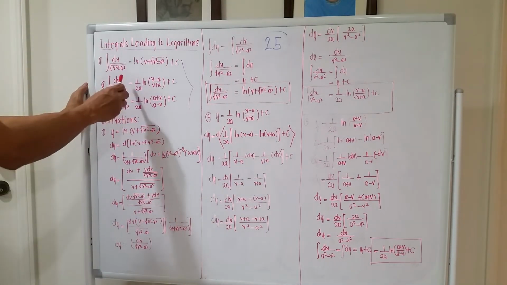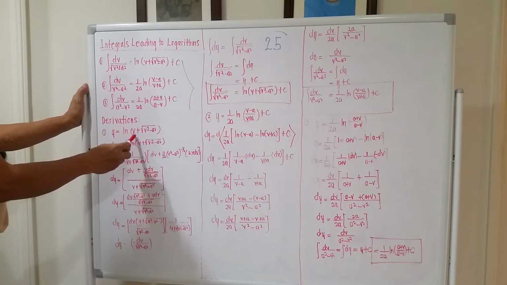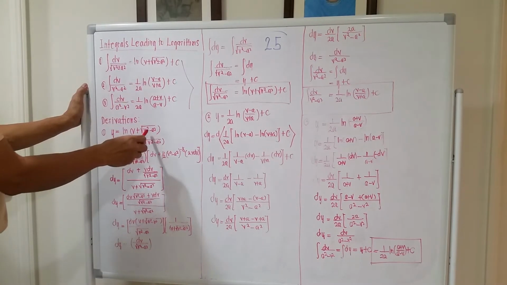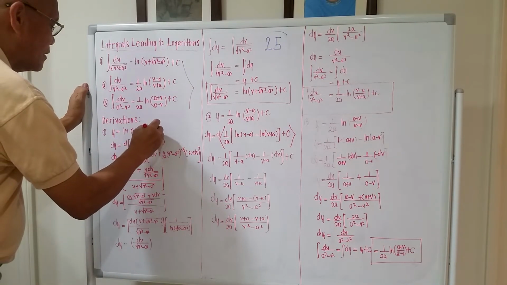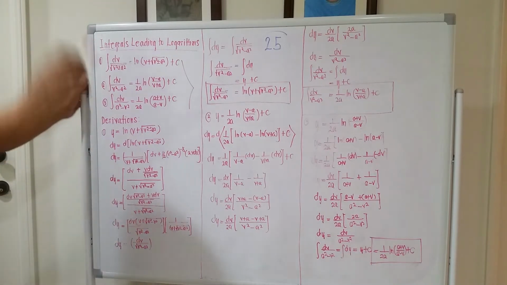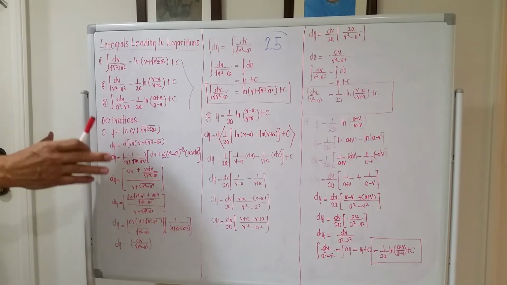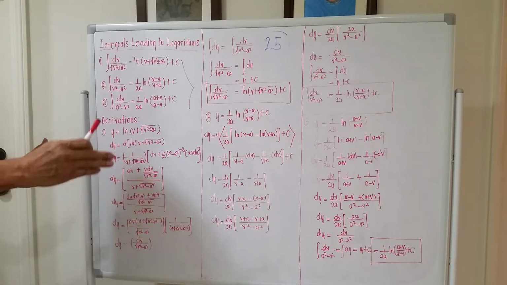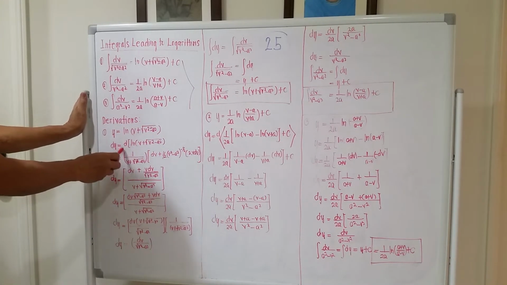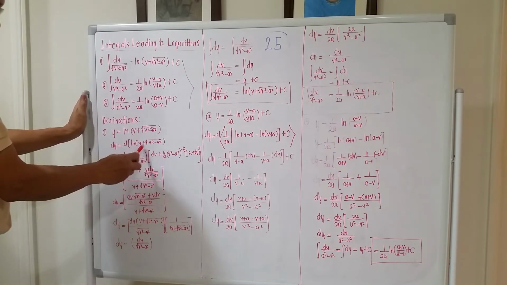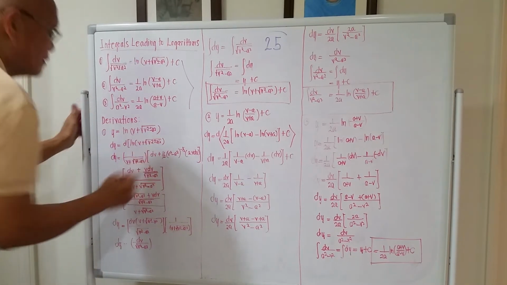Number 1, we will derive this one. For number 1, we will let y equal the natural logarithm of b plus the square root of b square minus a square, plus or minus. To derive the formula, we will take the differential of both sides. The differential of y is dy equal to the differential of the natural logarithm of b plus the square root of b square minus a square, plus or minus.